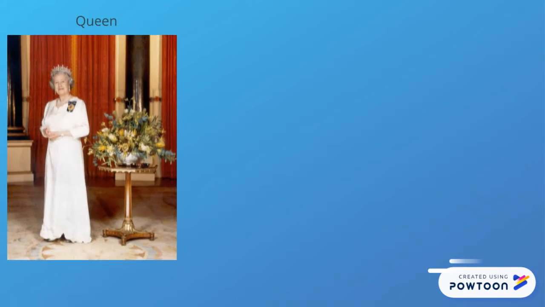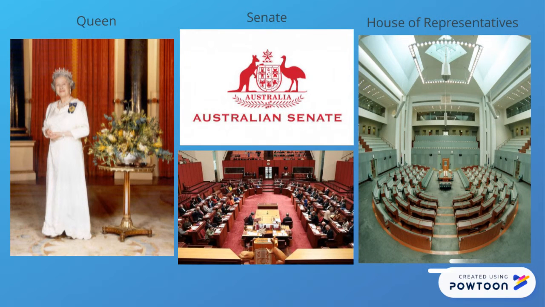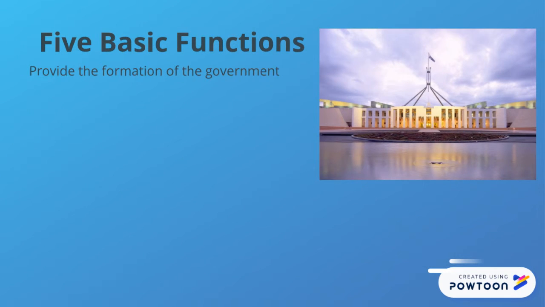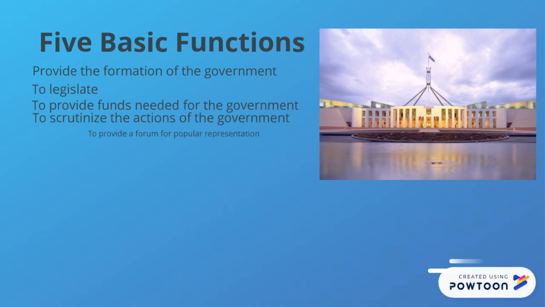The Parliament is basically made up of 3 parts: the Queen, the Senate, and the House of Representatives. Parliament is the basis of Australia's tradition of responsible government. It has 5 main functions, which include providing for the formation of the government, legislating to provide funds needed for the government, and lastly providing a forum for popular representation.